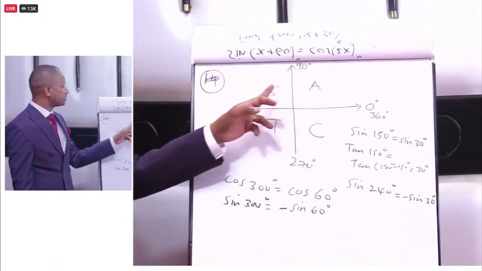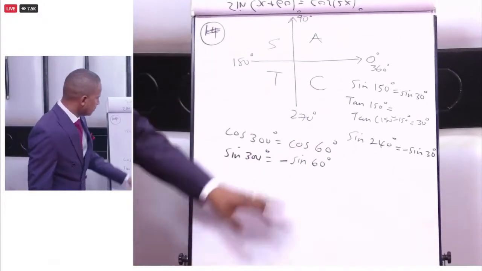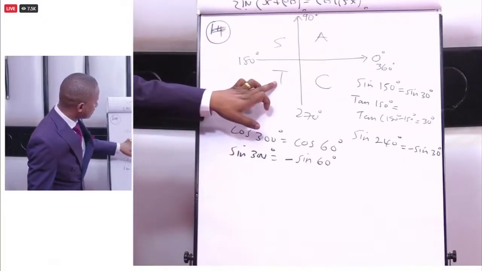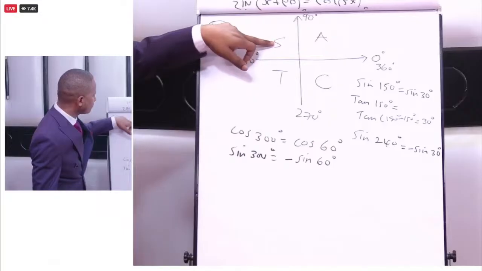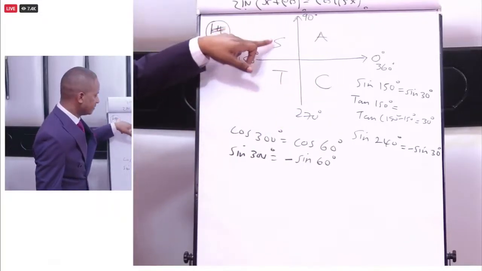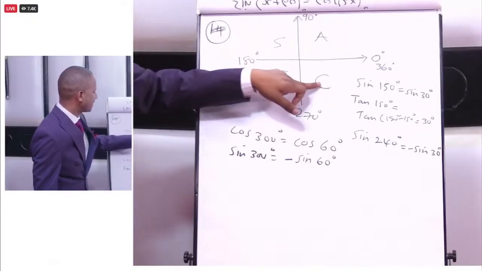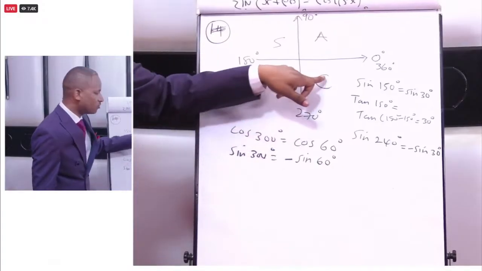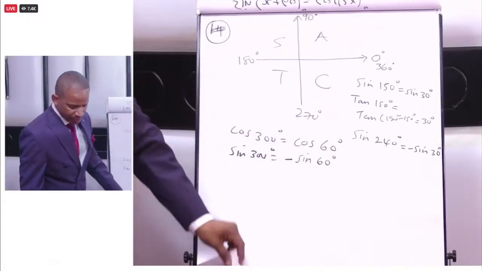So All Students Take Coffee. All in the first quadrant, sine, tangent, and cosine are all positive. In the second quadrant, only sine is positive, but tan and cosine in this quadrant are negative. Here, only tan is positive. Cosine is negative here, sine is negative here. And here, only cosine is positive. I think that is well elaborated.